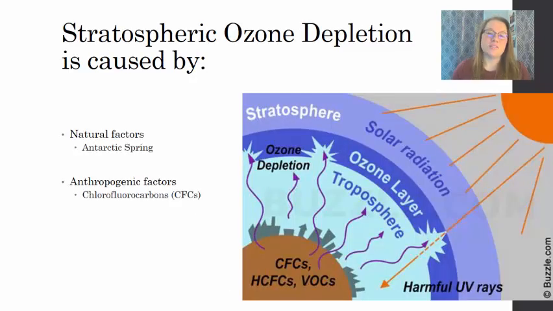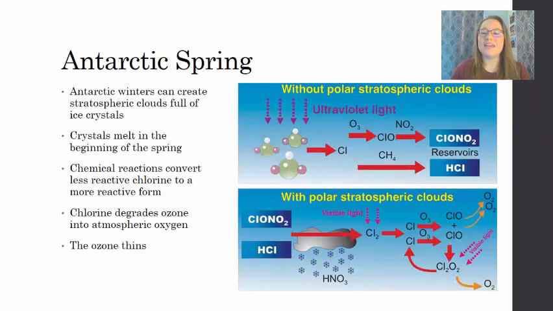But we can deplete this ozone layer, and that can be depleted by natural factors and by anthropogenic factors. And again, we're focusing on stratospheric ozone and not the ground level or tropospheric ozone. The natural way that ozone is destroyed is through what's called the Antarctic Spring. So Antarctic winters create these clouds full of ice crystals.